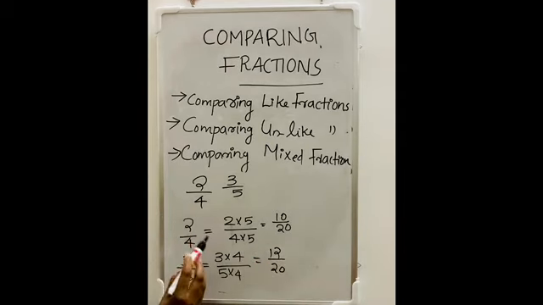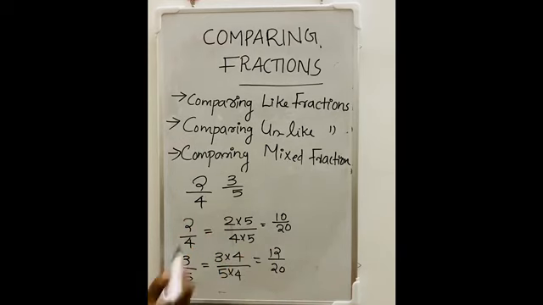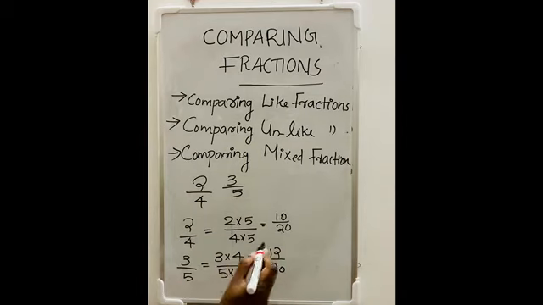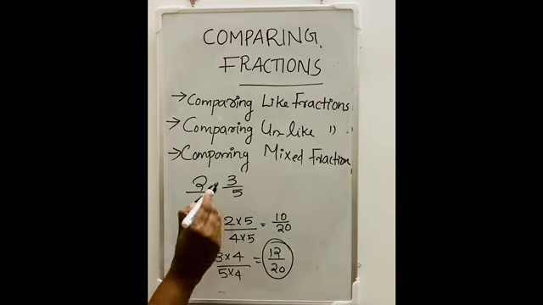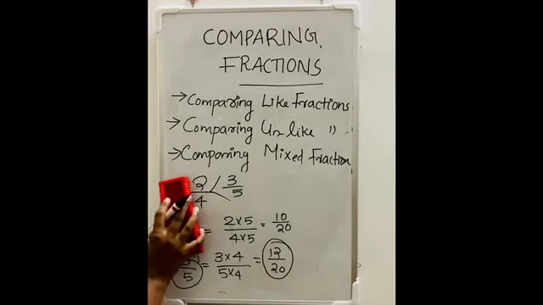So instead of 2 by 4, we got the like fraction 10 by 20, and instead of 3 by 5, we got the like fraction 12 by 20. Now it's very easy to compare. How to compare like fractions? Just look at the numerator, and the fraction with the greatest numerator will be greater. In this case, 12 by 20 is greater. That means 3 by 5 is greater than 2 by 4. Got it?